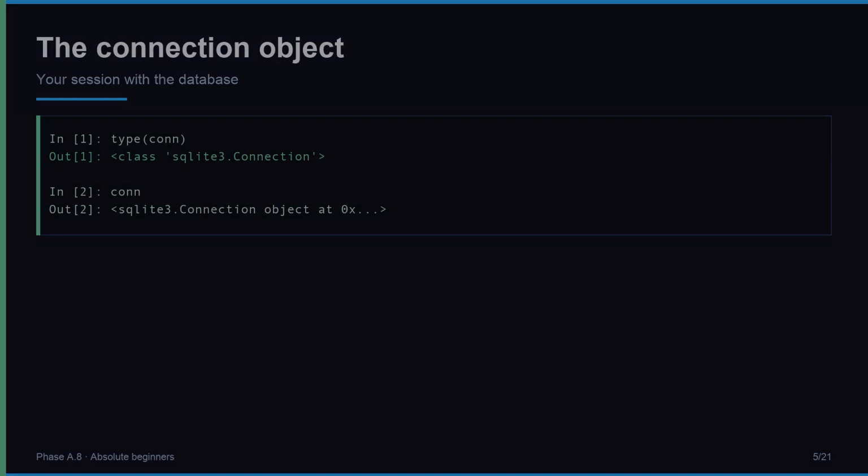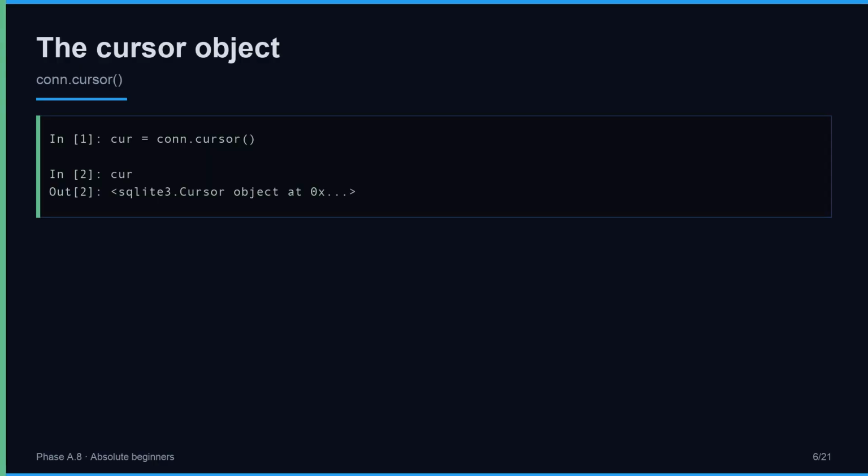Open the file. Let us look at the connection object. Type of con gives sqlite3.Connection, its own class. The connection holds the open link to the file on disk. Through it, you control transactions, you create cursors, you commit changes, and at the end you close the link. Think of the connection as your session with the database. Everything you want to do, read, write, update, flows through this object. One connection, one session, many commands inside.